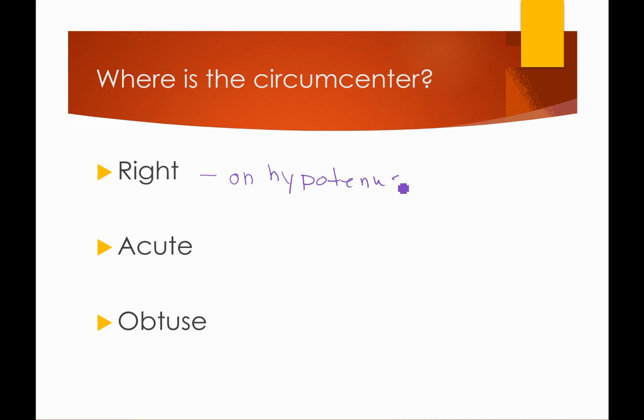Okay. In an acute triangle, it is inside the triangle. And on an obtuse triangle, it's outside. So there's a good little way to remember there. Okay, outside, obtuse. So that at least alleviates one and helps you to remember.